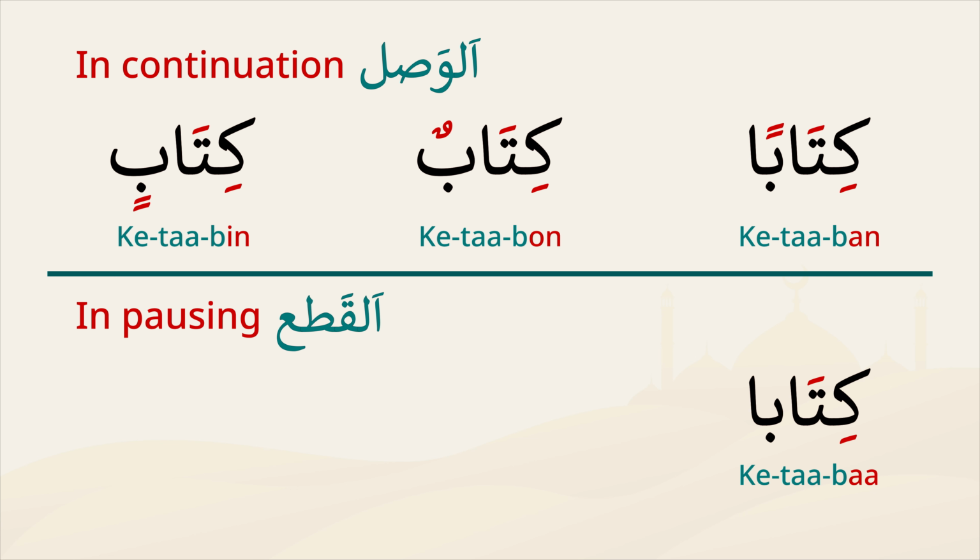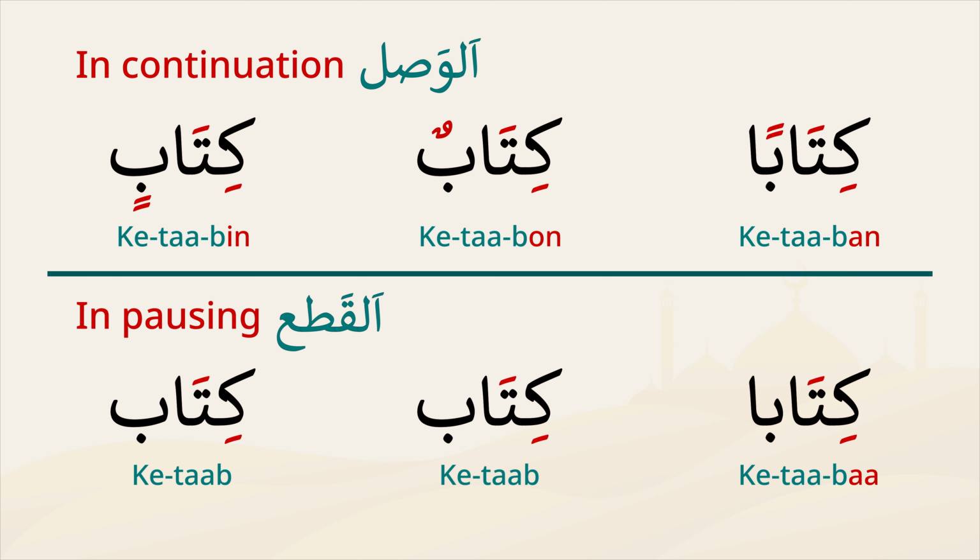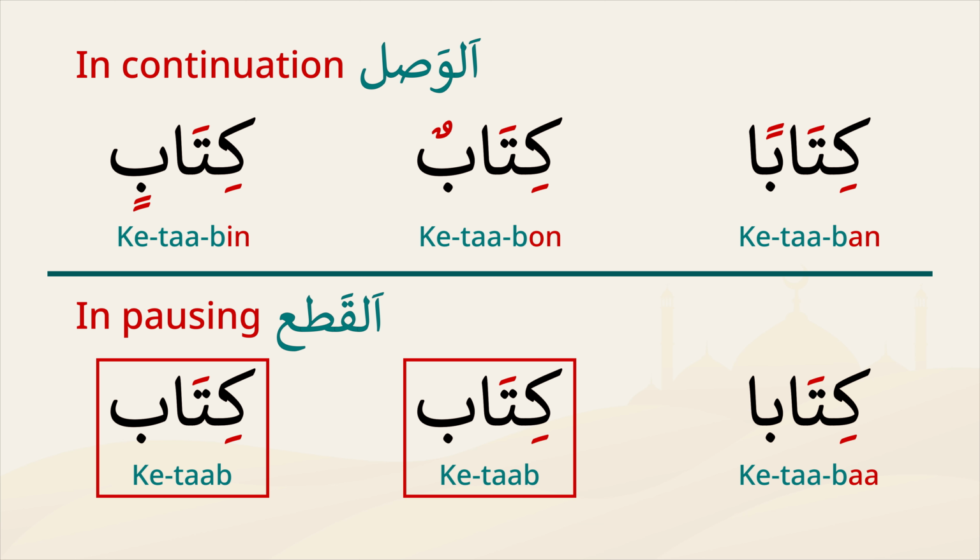كتابا, كتاب, كتاب. As you may have noticed, when pausing, the pronunciation of tanween dhamma and tanween kasra is the same. Only tanween fatha remains distinguishable, as it's pronounced like a long vowel.